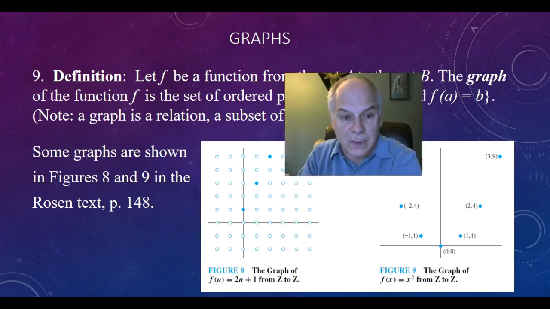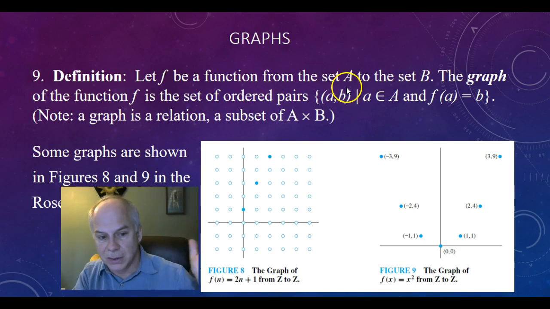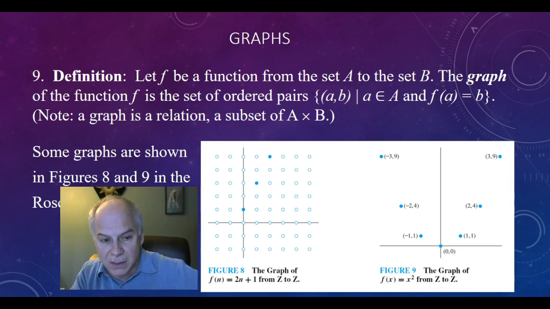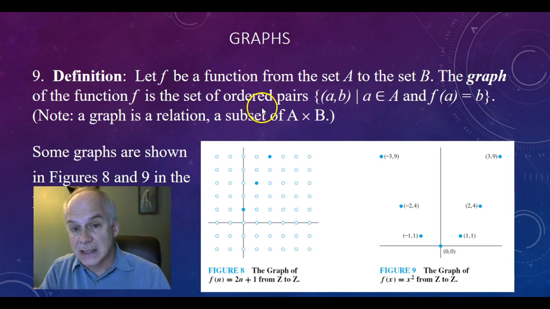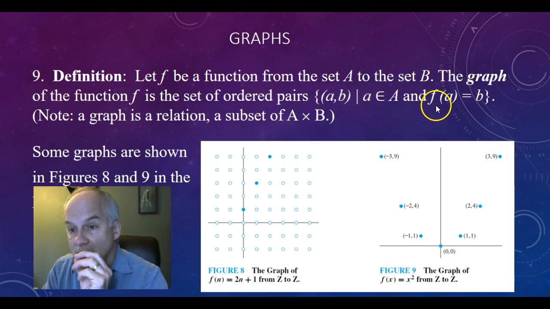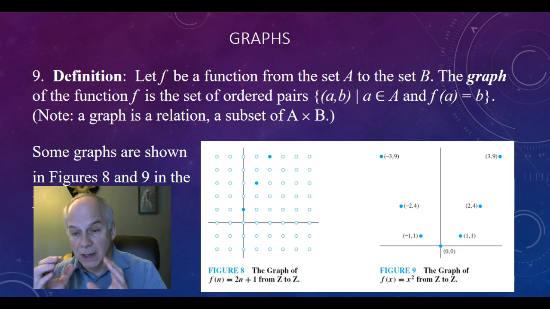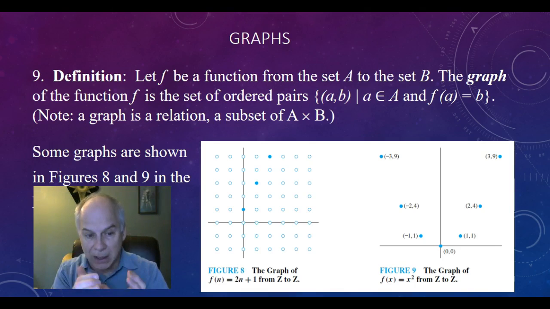All right, so another definition: what is a graph? Well, we've talked about graphs since you were in 7th grade or something like that. But let's get a more precise definition based on the notation we have in the class. Let f be a function from set A to set B. The graph of the function f is the set of ordered pairs (a, b), where a is an element of A and f of a equals b. In other words, we're going to set all the pairs where you plug in an a and you get a particular b. Those pairs make up the graph of the function.